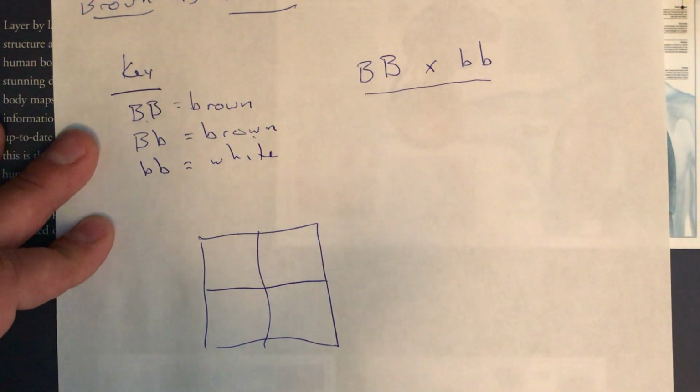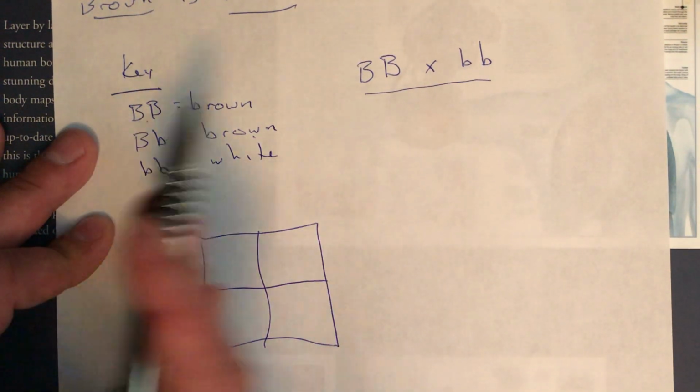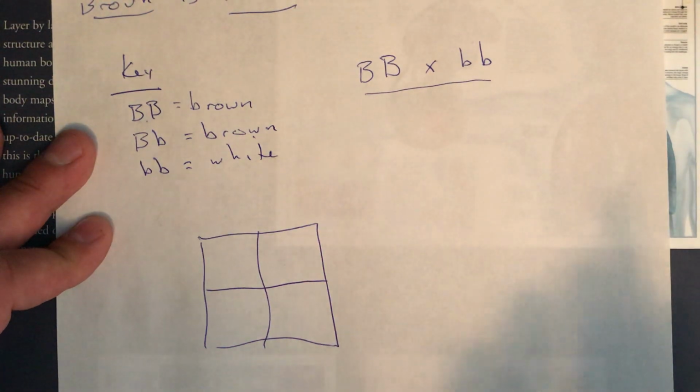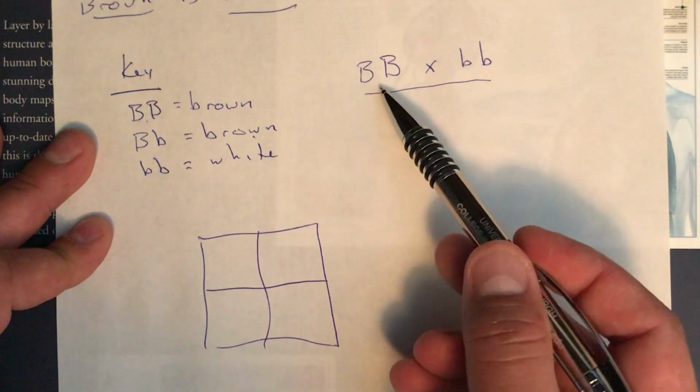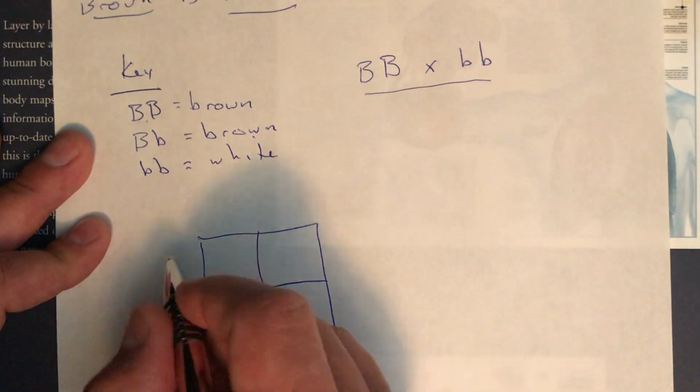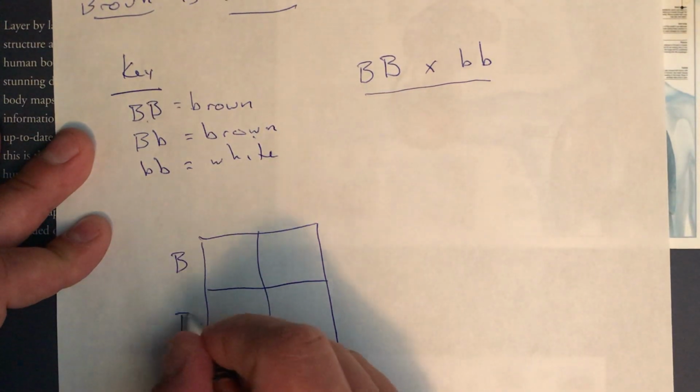Now, the way I do this, I tend to put things on the Punnett square from left to right. That's the same way I read. And when I look at this, I'm going to also work from left to right. So I'm going to put these big B's over here on this side.